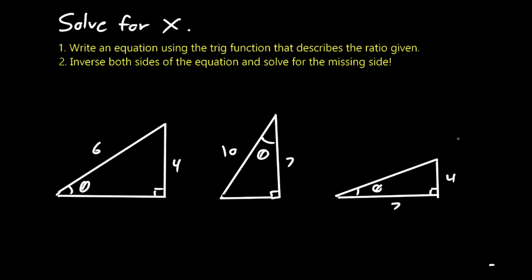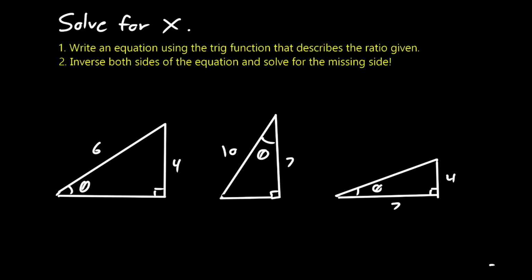Alright, now let's use our understanding of these new inverse functions to solve for missing angles for triangles. So, the first step is to write an equation using the trig function that describes the ratio given. Next, you would inverse both sides of the equation and then solve for the missing angle.